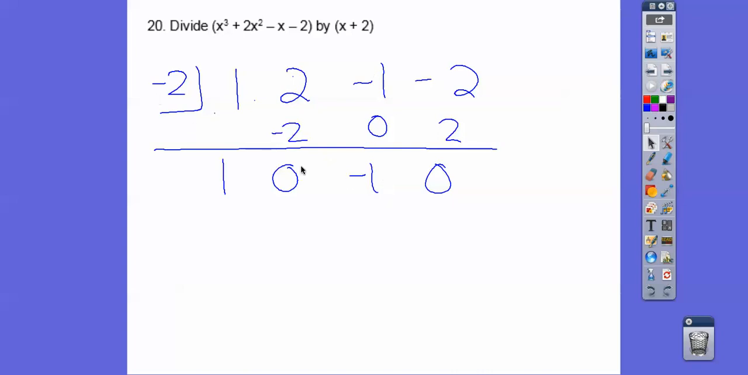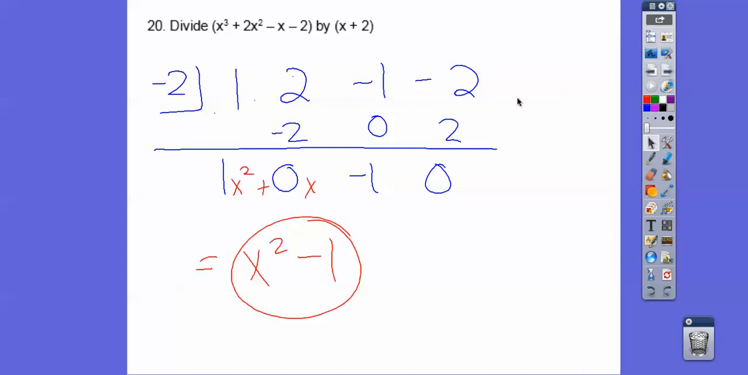And then -2 times -1 is +2. And then we add, and we get 0. So our answer is 1x squared plus 0x minus 1, or just x squared minus 1 right there. Okay. All right, you guys, I hope that helps.